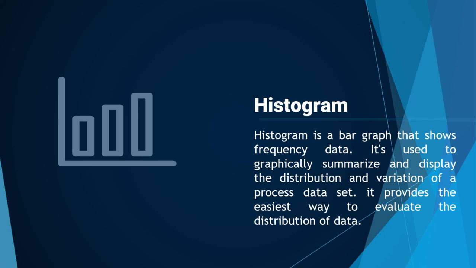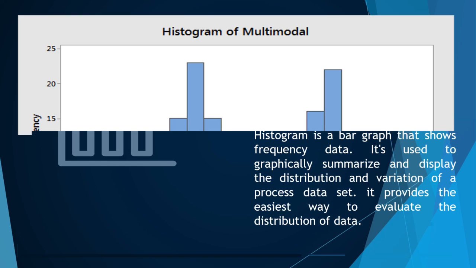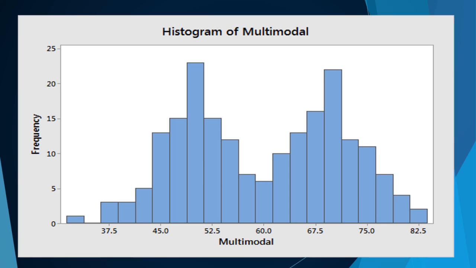Second one is the histogram. This is one of the most commonly used tools for showing frequency distribution, or how often each different value in a set of data occurs. It's a bar graph that shows the frequency of data, and it is used to graphically summarize and display the distribution and variation of the process data set. So here is an example of the histogram.